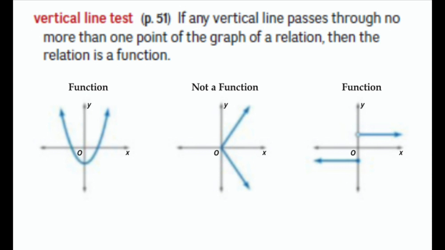Alright, so the definition of the vertical line test: if any vertical line passes through no more than one point of the graph of a relation, then the relation is a function.